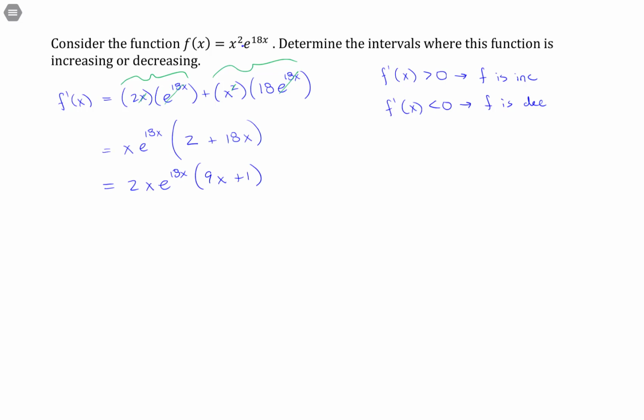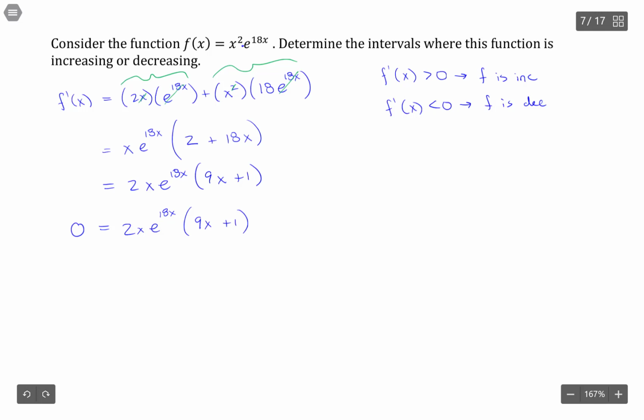Now, I want to know where this function is increasing or decreasing. So I need to know where it is bigger than 0 and where it is smaller than 0. In order to determine that, I first need to figure out where it's equal to 0. That's the simplest way to do this. So I set this derivative equal to 0. And effectively, I am looking for critical values. Critical values can occur whenever your derivative is 0 or undefined. But there's no points that would give me division by 0 or anything of that nature. So I don't have any undefined values, it looks like.